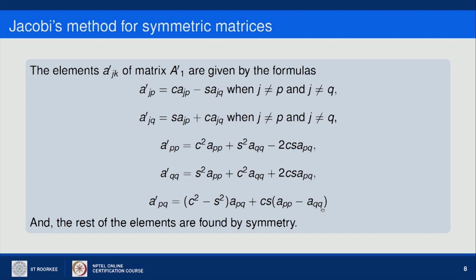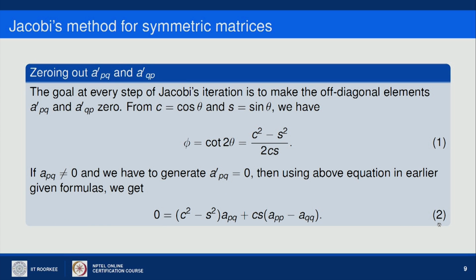Please note that the rest of the elements we can find by symmetry, but this element is the off-diagonal element in the pth row and qth column or the qth row and pth column, and we want to make it 0. So, if I make it 0, I can write 0 equals (C square minus S square) a PQ plus C S (a PP minus a QQ), given by equation 2.